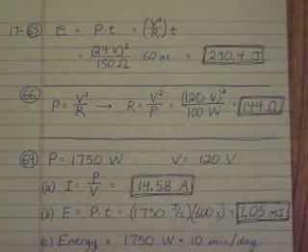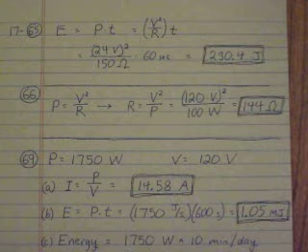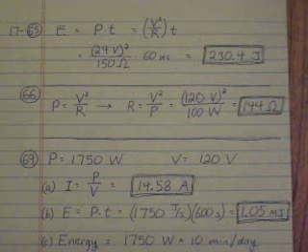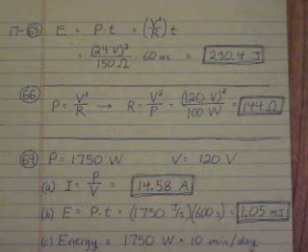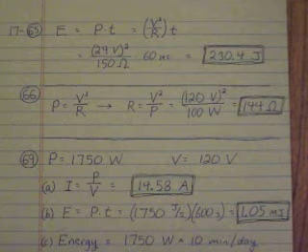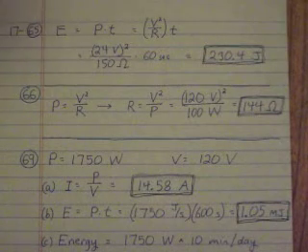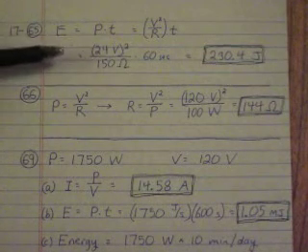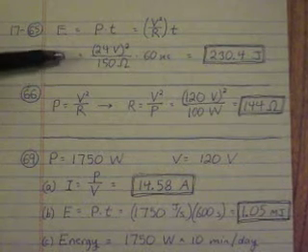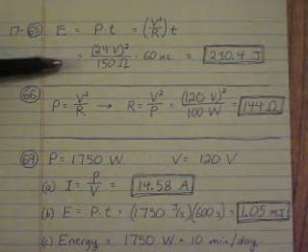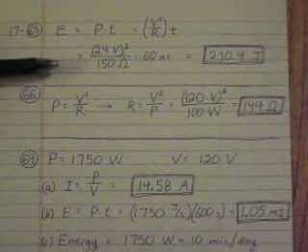It asks about the energy. Energy is power times time. Power is V squared over R. So energy is 24 volts squared divided by 150 ohms times the time of 60 seconds, and we get 230.4 joules.